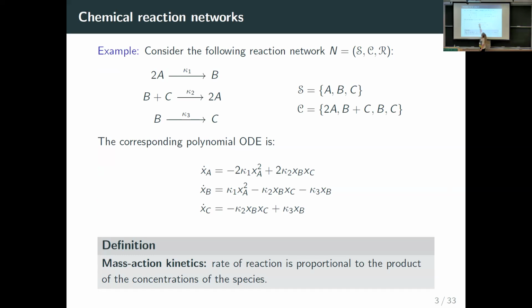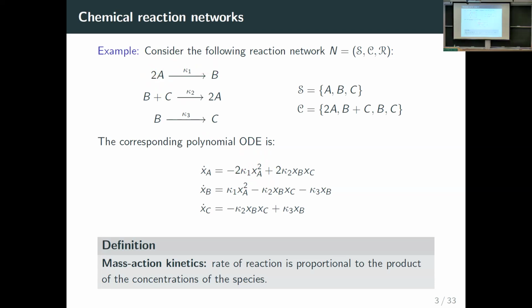And I want to look at that rate of reaction. The rate of the reaction is proportional to the product of the concentrations of the species. So if I look over here, at what is on this side of the arrow, I have 2 A's, and that corresponds to a monomial, which in this case is XA squared. And then I have this rate of proportionality, which is kappa 1, which is also what is labeled on that edge.